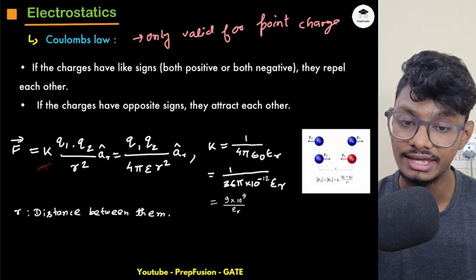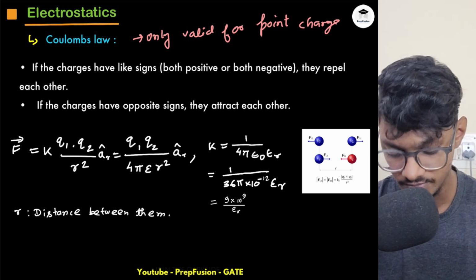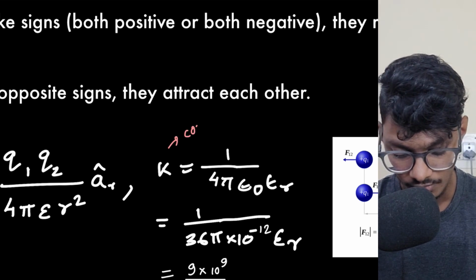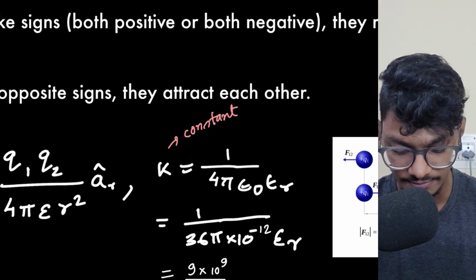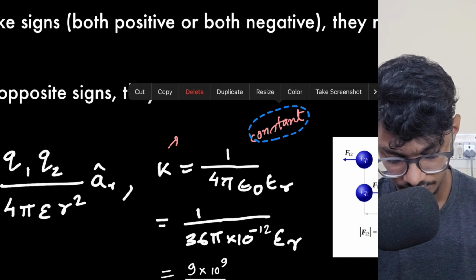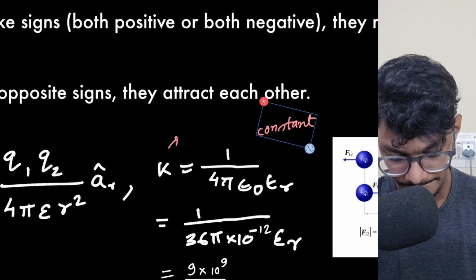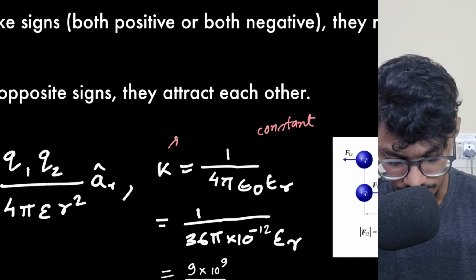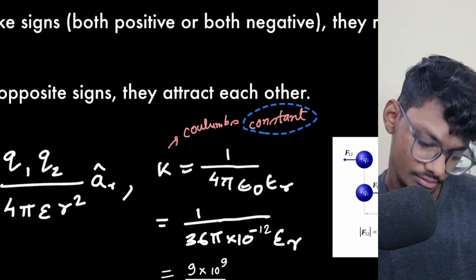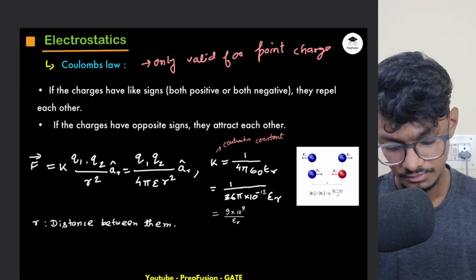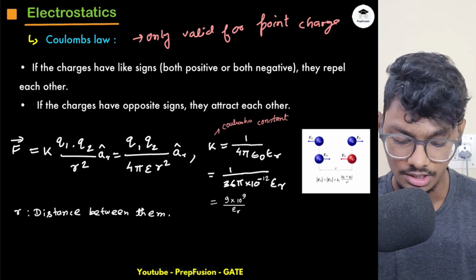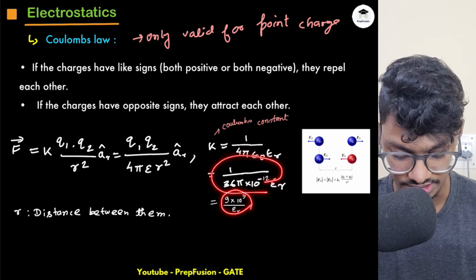And this K is also known as Coulomb's constant, and this has been determined experimentally. K is equal to 1 by 4 pi epsilon naught epsilon r, and this is this, or you can write it like this also. What is epsilon r?